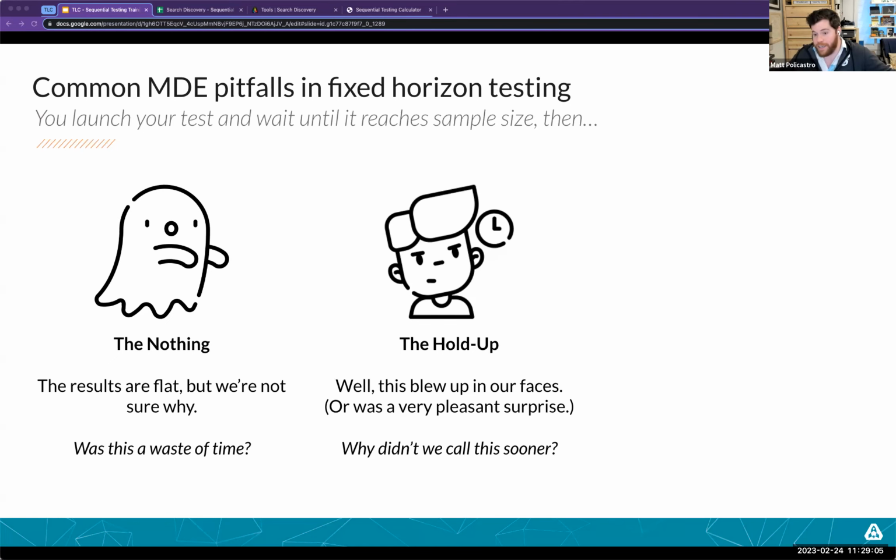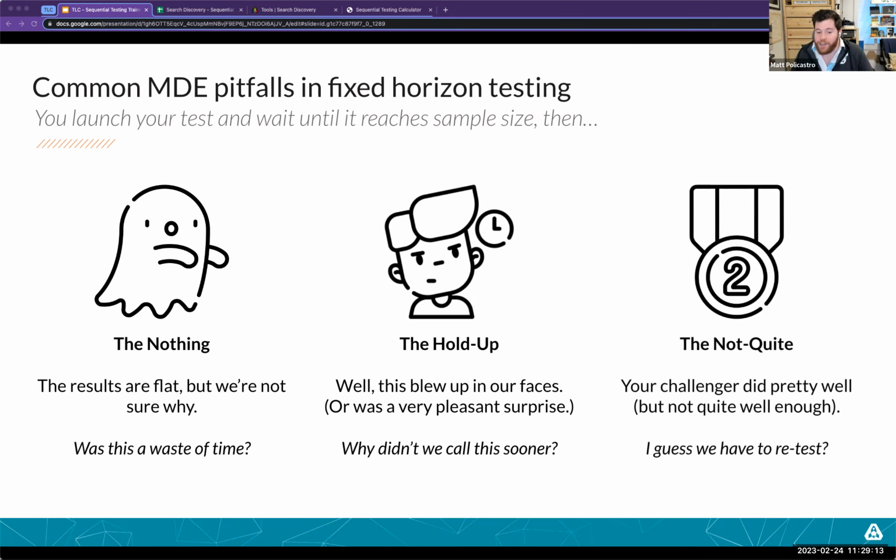And should we just leave and avoid the traffic? By calling things early, we can make better decisions. So that's another common pitfall that we see. And finally, the "not quite." Your challenger did pretty well, but not quite well enough.